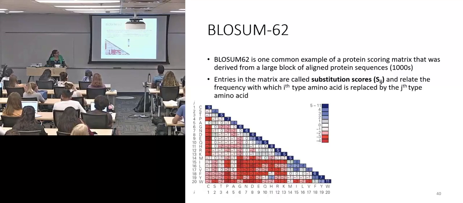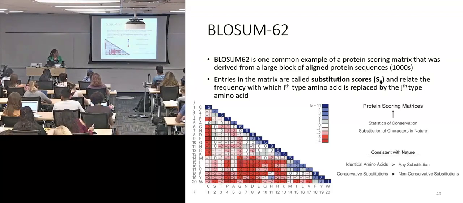Entries in the matrix are called substitution scores, or Sij. They relate the frequency with which the ith type amino acid is replaced by the jth type, or vice versa. They're the same either direction. And we talked a little about how to interpret the scores. A positive score is something that actually happens more frequently through time than random chance. Zero means it's the same likelihood that those two would swap, totally randomly. And negative scores mean it's less likely to occur. I think this is just the exact same scoring details as before.